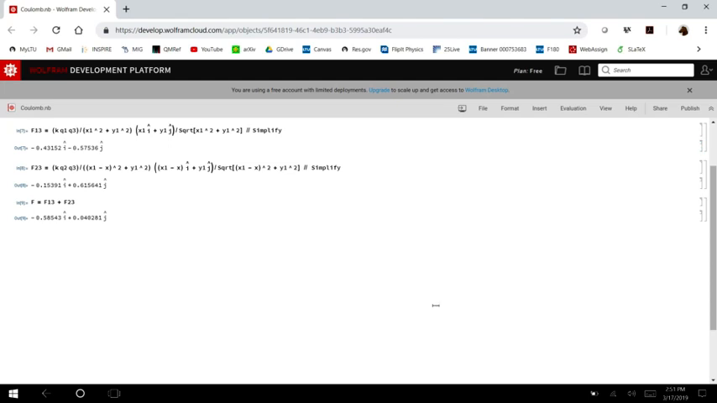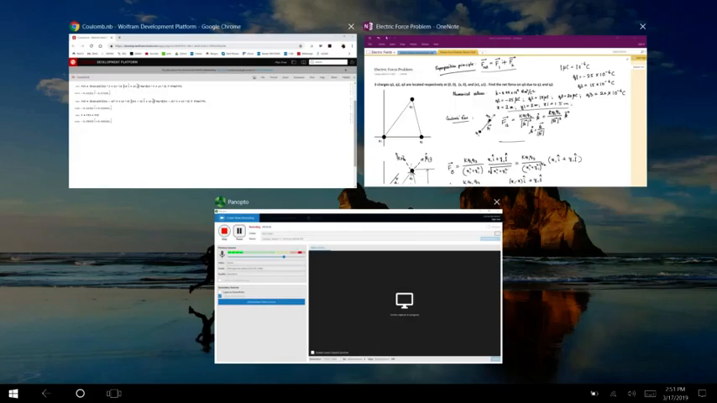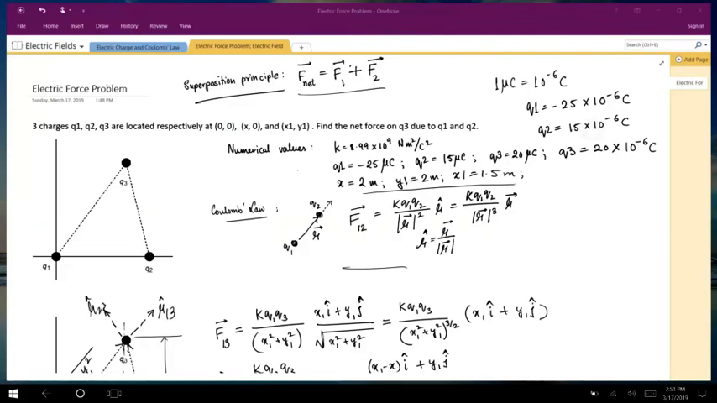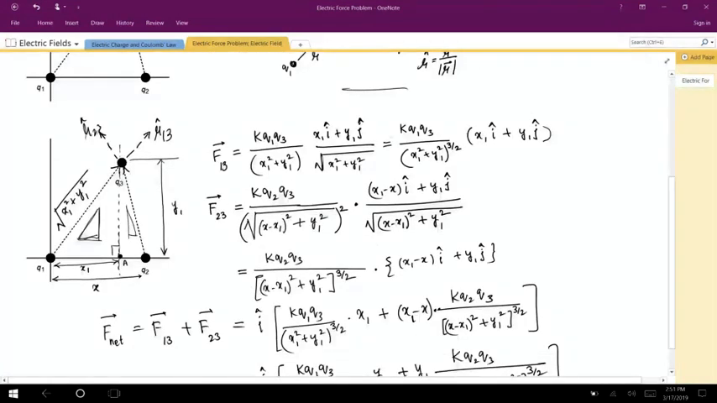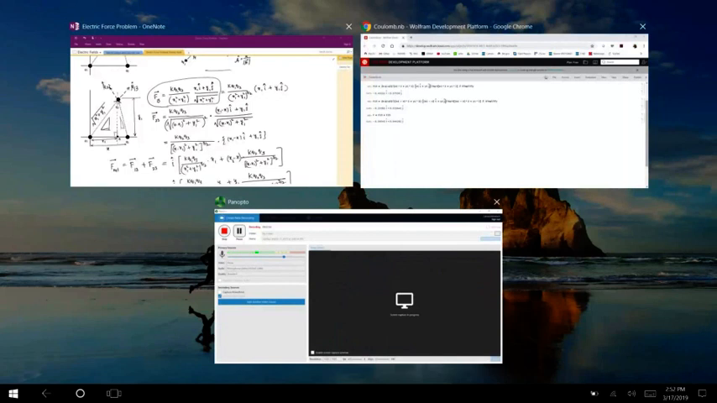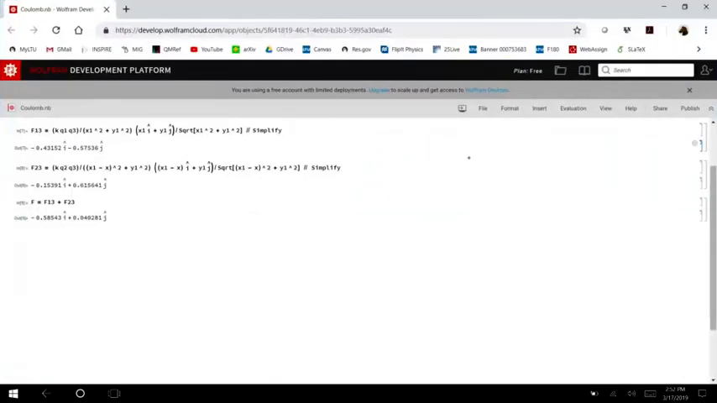So F13, if we go back to our expression, F13 you see was this expression over here, KQ1, Q3, this first part. We can just take this first part and plug it in, and that's essentially what I have done over here. F13 is KQ1, Q3 over x1 squared plus y1 squared multiplied by the vector x1 i hat plus y1 j hat divided by square root of x1 squared plus y1 squared.